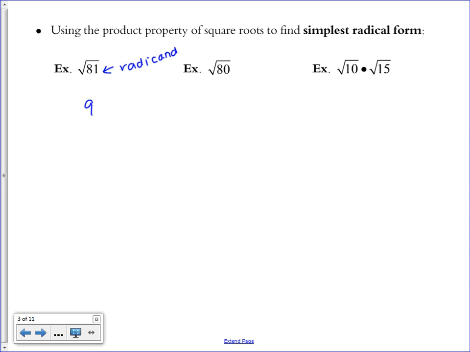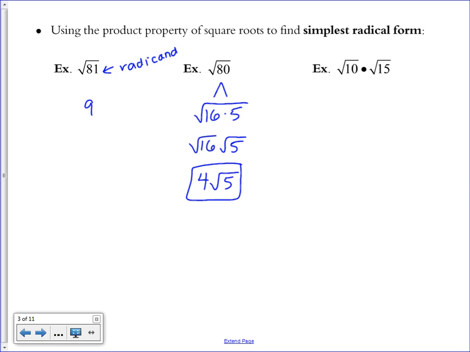If the radicand is not a perfect square, you can apply the product property of square roots, which says you're allowed to rewrite this as the square root of 16 times 5, and then separate this 16 and 5 into two separate radicals. The square root of 16 is, of course, 4, and then we leave the square root of 5 underneath the radical, because it can't be simplified. And so 4 root 5 is the simplest radical form.